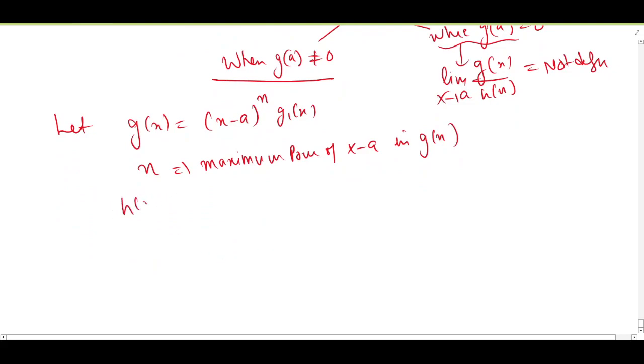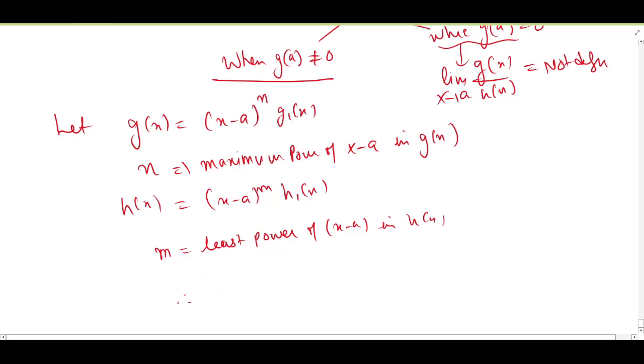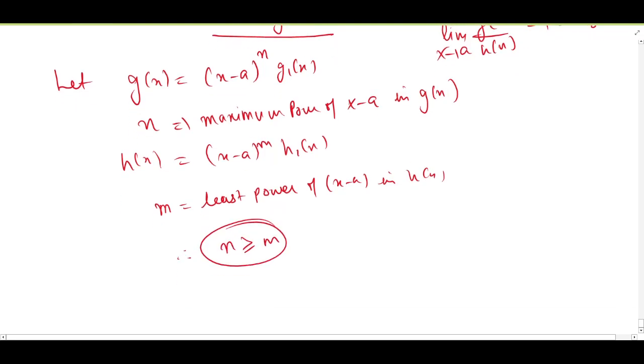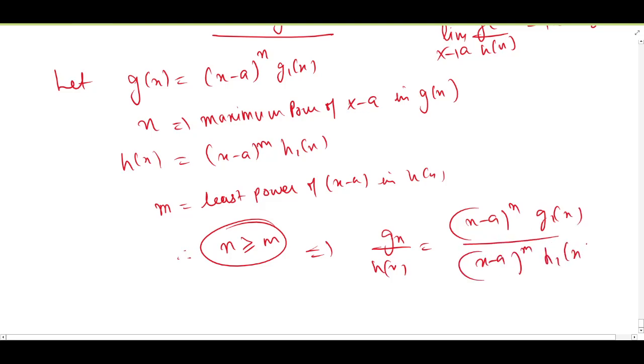And let's say h of x is equal to x minus a to the power m and some function of x, where m is the least power of x minus a in h of x, and n is greater than or equal to m. So therefore we can write g of x by h of x is equal to x minus a to the power n g1x divided by x minus a to the power m h1x, which is equal to x minus a to the power n minus m into g1x divided by h1x.